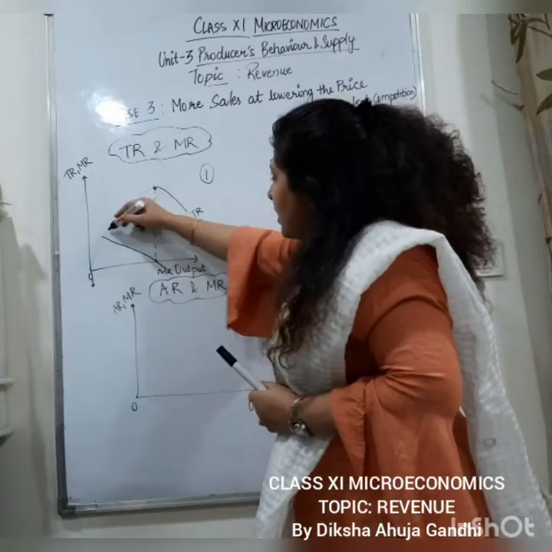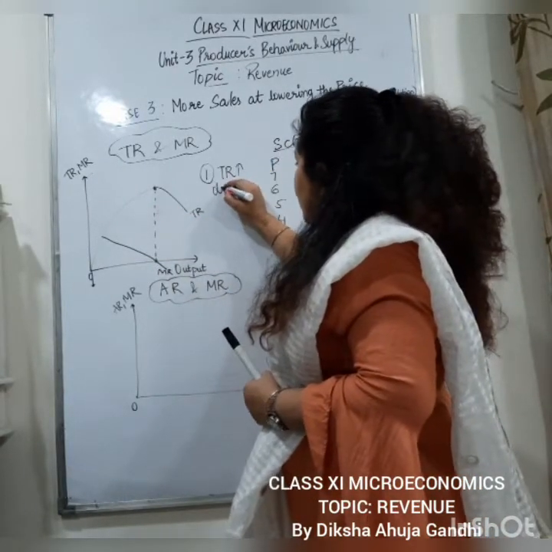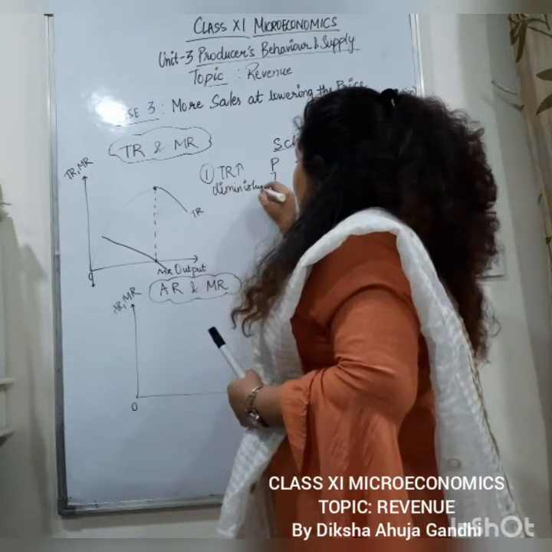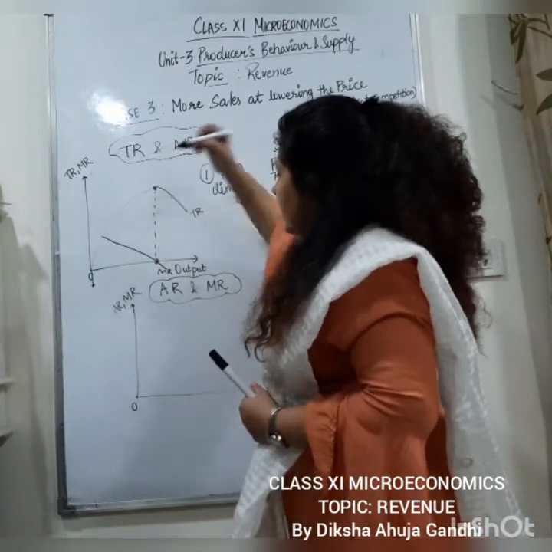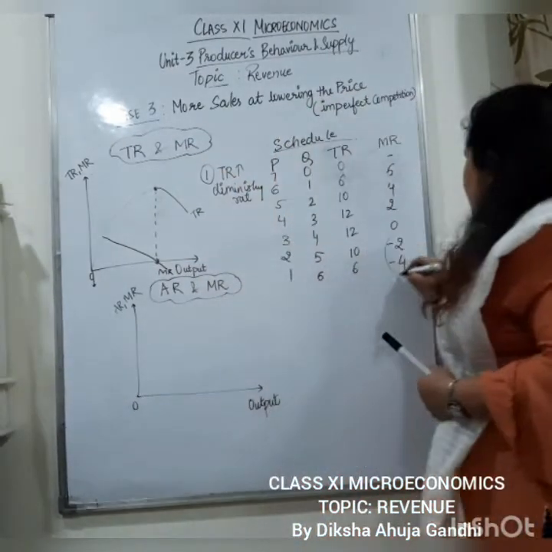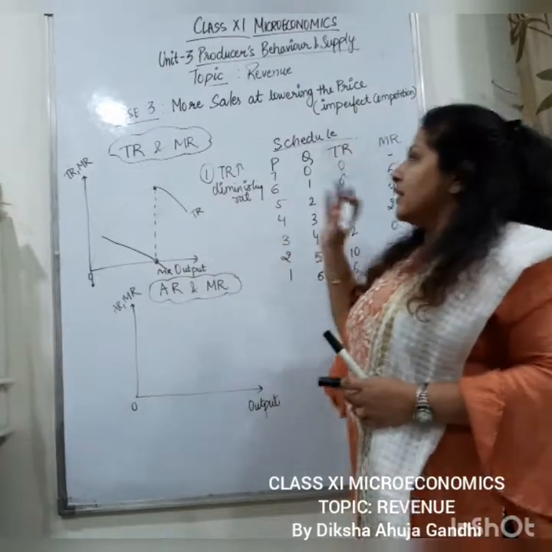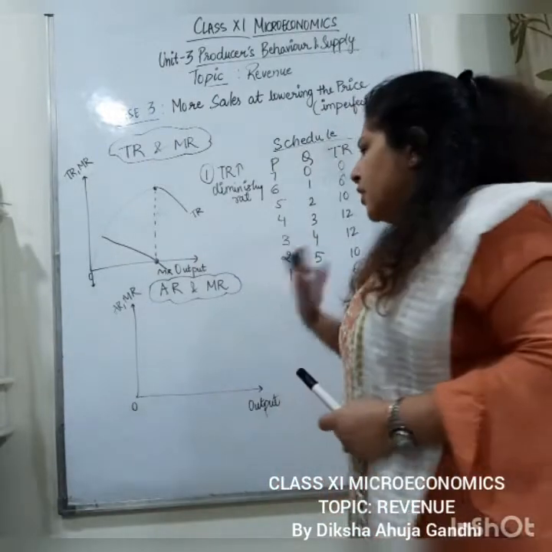First, when MR is falling but positive, TR increases at diminishing rate. Then, second, when MR is 0, TR is maximum and constant. When MR becomes negative, TR starts falling. Right? This is my relationship between TR and MR. This similar relationship we have done in utility also, in production also.